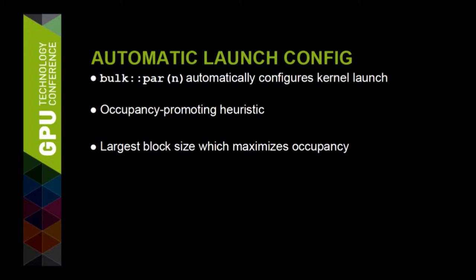So how exactly does the automatic launch configuration work? Recall in the Saxby example, all we did was say bulk par of n to get our agents. We didn't have to say, well, we want the CUDA blocks to be 256 or 512. We didn't have to figure out how many blocks we needed. We didn't have to think too much about occupancy. That's because what's going on under the covers is an occupancy promoting heuristic to choose the size of thread blocks. When I say I want n different agents, the bulk async call is going to figure out how large those CUDA blocks need to be in order to give this kernel the best occupancy and promote the best performance. Basically, it picks the largest block size that's going to maximize this occupancy heuristic, and it does that automatically. We don't have to worry about that sort of thing.